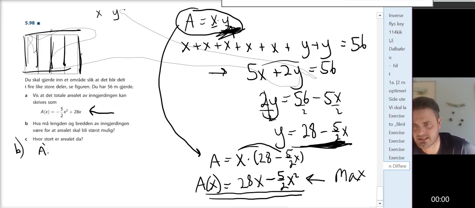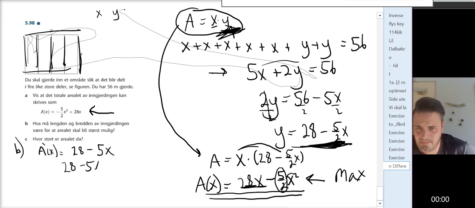To find the maximum point, I put the derivative equal to 0. I differentiate this: the 28, and then I keep the constant 5 over 2, move the 2 down, so I get 5 over 2 times 2, which means the 2 disappears, so I get 5 and then x to the power of 1. This is the derivative, and I put it equal to 0, move over and change sign, and then divide by 5, and 28 divided by 5 is 5.6.